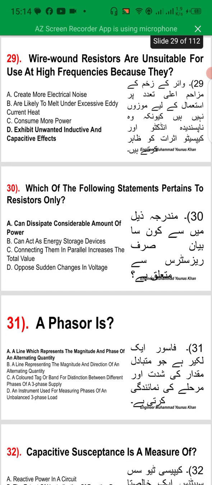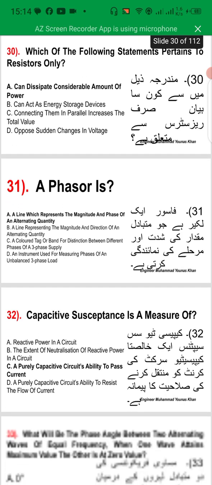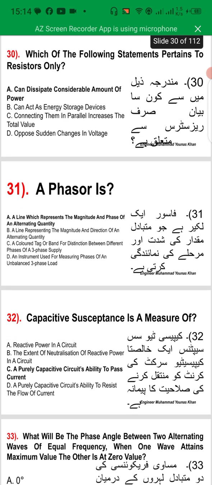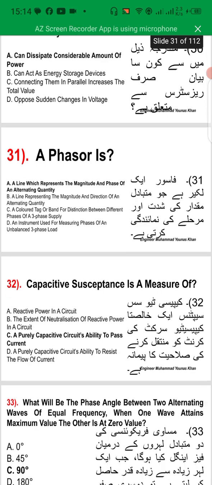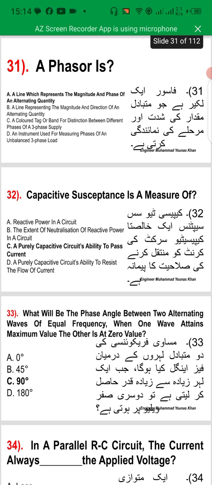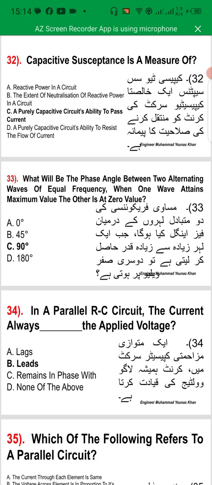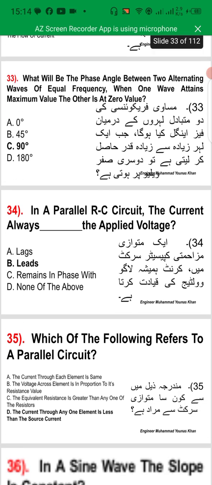Wire-wound resistors are unsuitable for use at high frequency because they exhibit unwanted inductive and capacitive effects. Which of the following statements pertains to resistor? Only a resistor can dissipate considerable amount of power. A phasor is a line which represents the magnitude and phase of an alternating quantity. Capacitive susceptance is a measure of a purely capacitive circuit's ability to pass current.